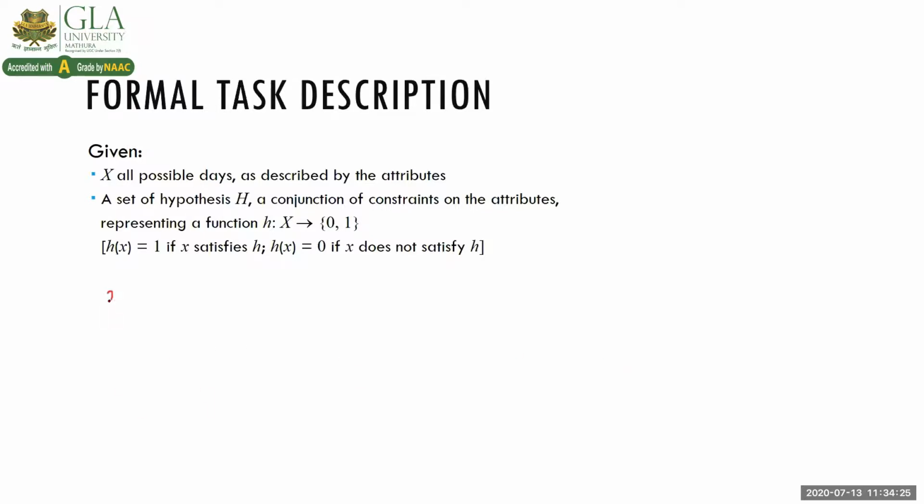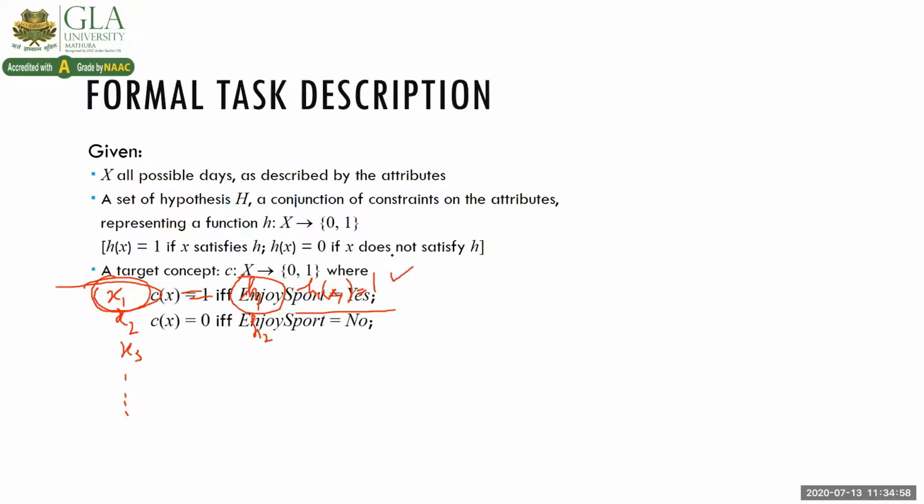So we must have these values like x1, x2, x3 up to xn, all the possible set of instances, and we have h1, h2, these are the set of hypotheses. So h1(x1) equals 1 if x1 satisfies h1. That means if x satisfies h1, whatever the hypothesis and whatever our instance, then it is 1, otherwise it is 0. Clear?